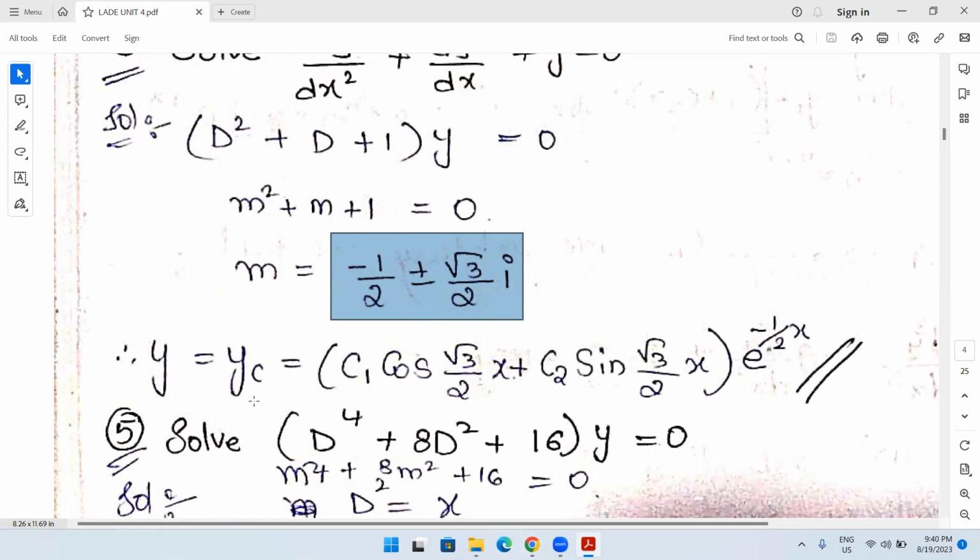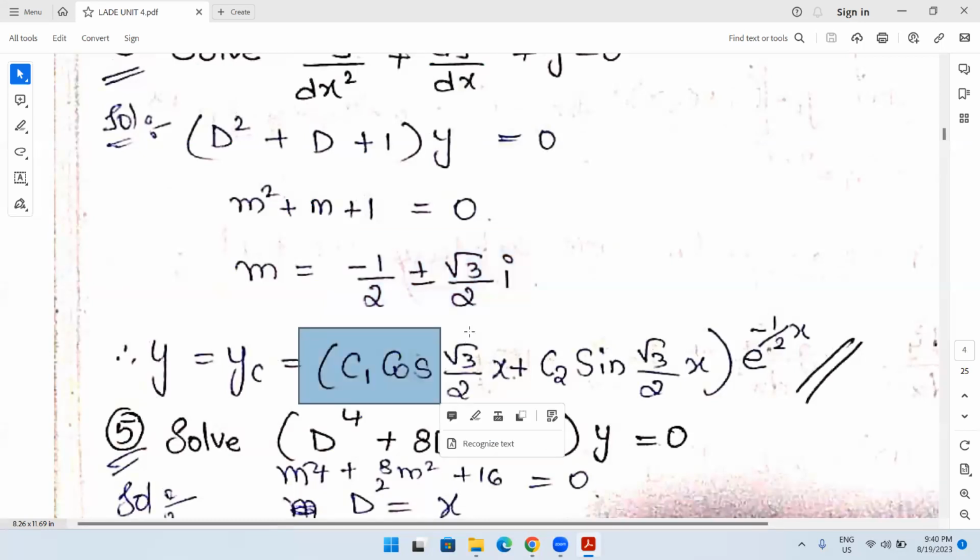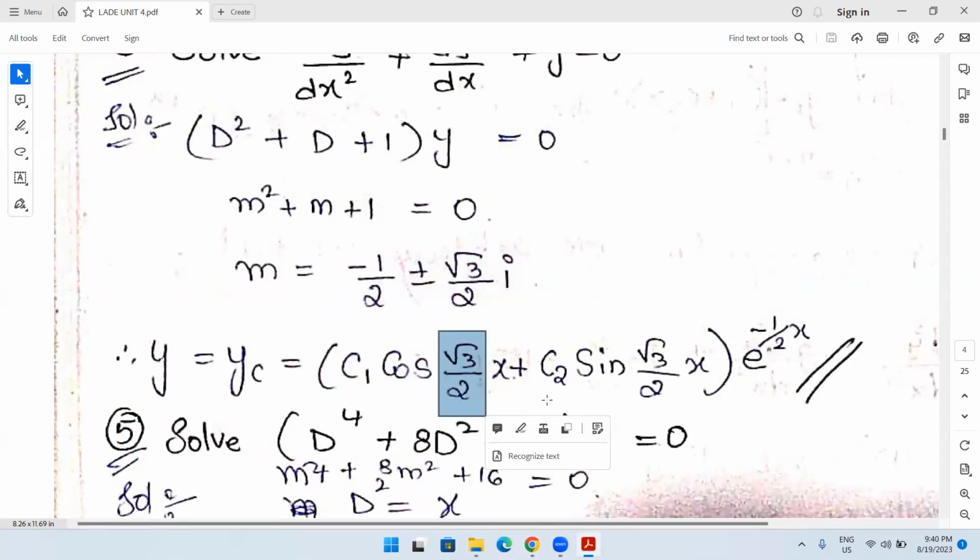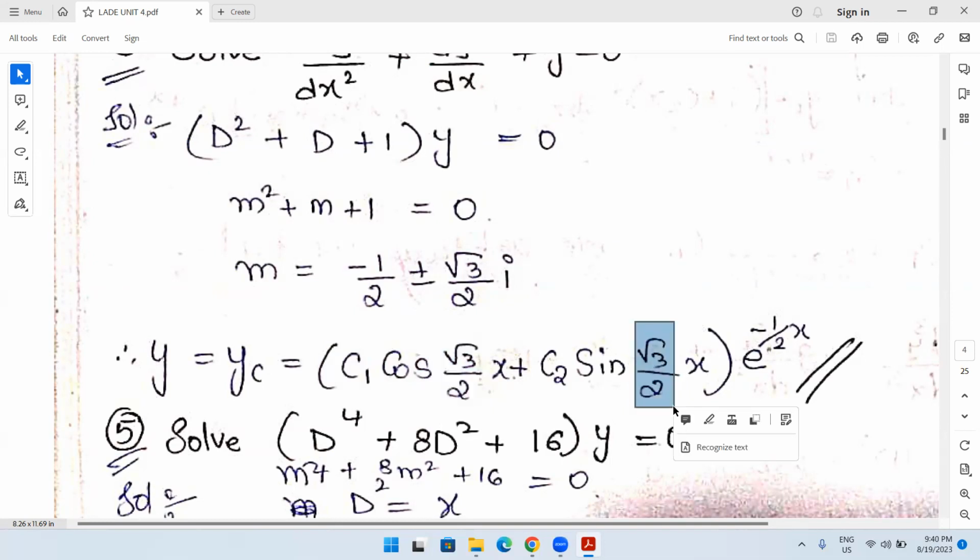Fourth case. Under the fourth case, what is the complementary function? C1 into cos bx plus C2 into sin bx. The three substitutions I told you: 1, root 3, root 3. In the place of b, we substitute the imaginary part, root 3 by 2. Remaining everything is the same in every problem.